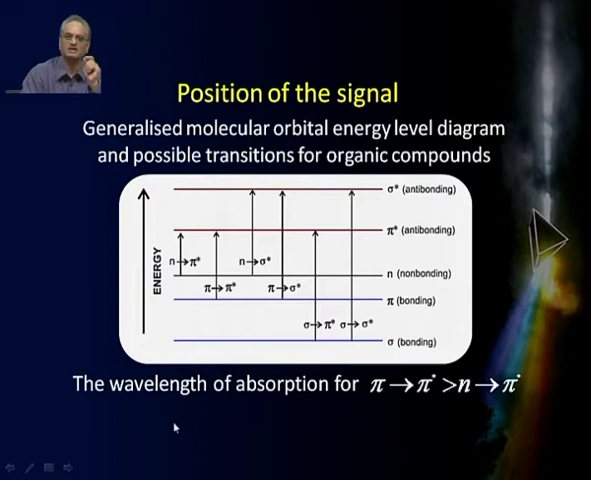So, we can say that the wavelength of absorption of pi to pi star will be less than n to pi star. Okay. So, that is basically just to see that if I have got different transitions possible in a molecule, where does each one of them come? That will be determined by what energy levels are involved in the transition. If they are very close by, the wavelength will be large. If they are farther apart, the wavelength will be less. That is how it goes. Okay. So, that is about the position of the signal.